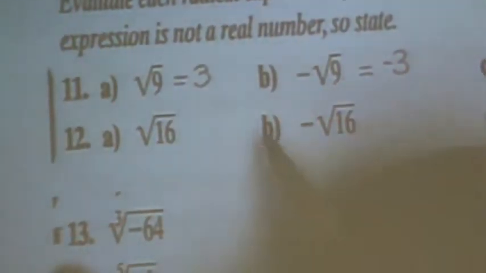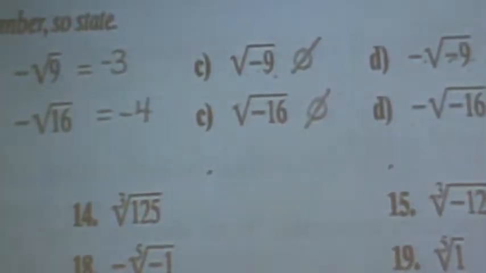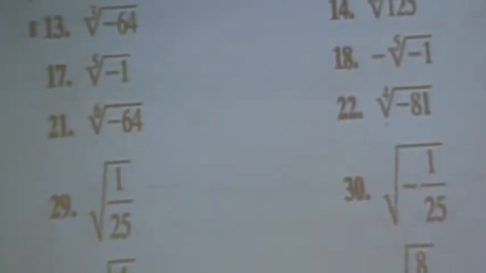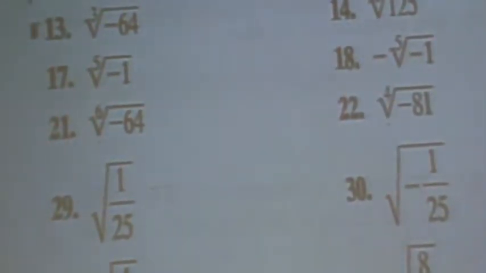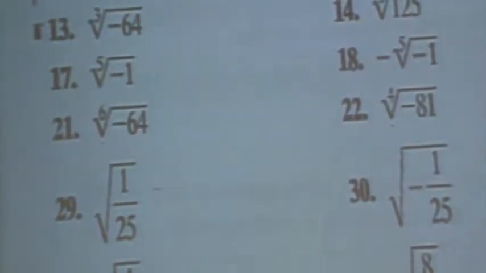Same with 12. Again, you've got the square root of 16, which is 4. This would be -4. This one you can't do because it's an even index. And this one you also can't do. Okay, so I'm going to do the columns going down like this.